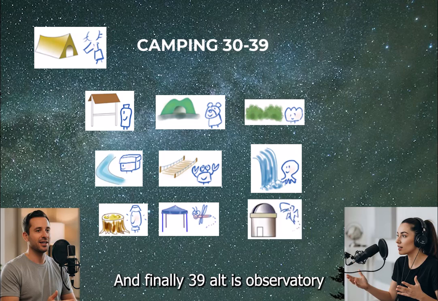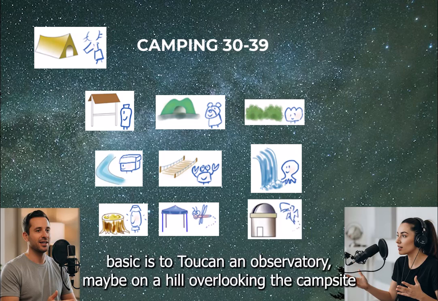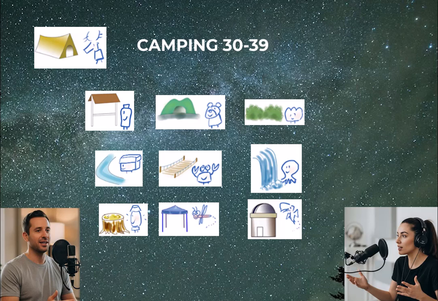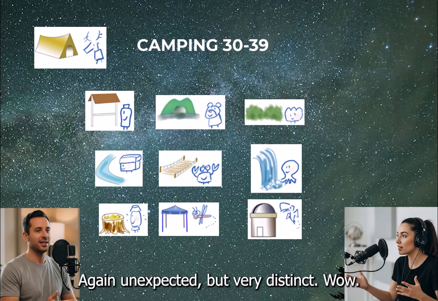And finally, 39. Alt is observatory. Basic is toucan. An observatory, maybe on a hill, overlooking the campsite or forest, and perched right on the dome, a toucan, with that huge, colorful beak. Again, unexpected, but very distinct.